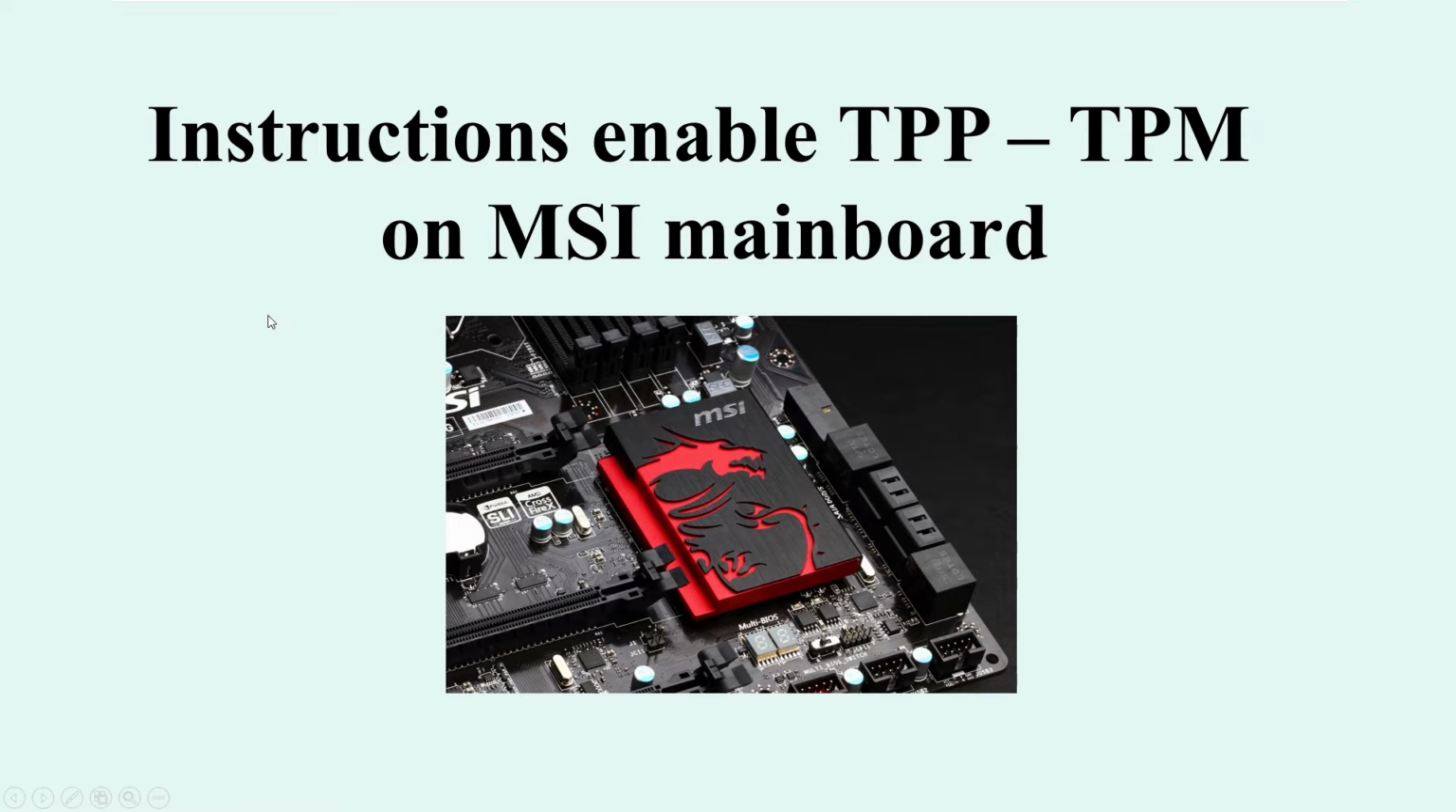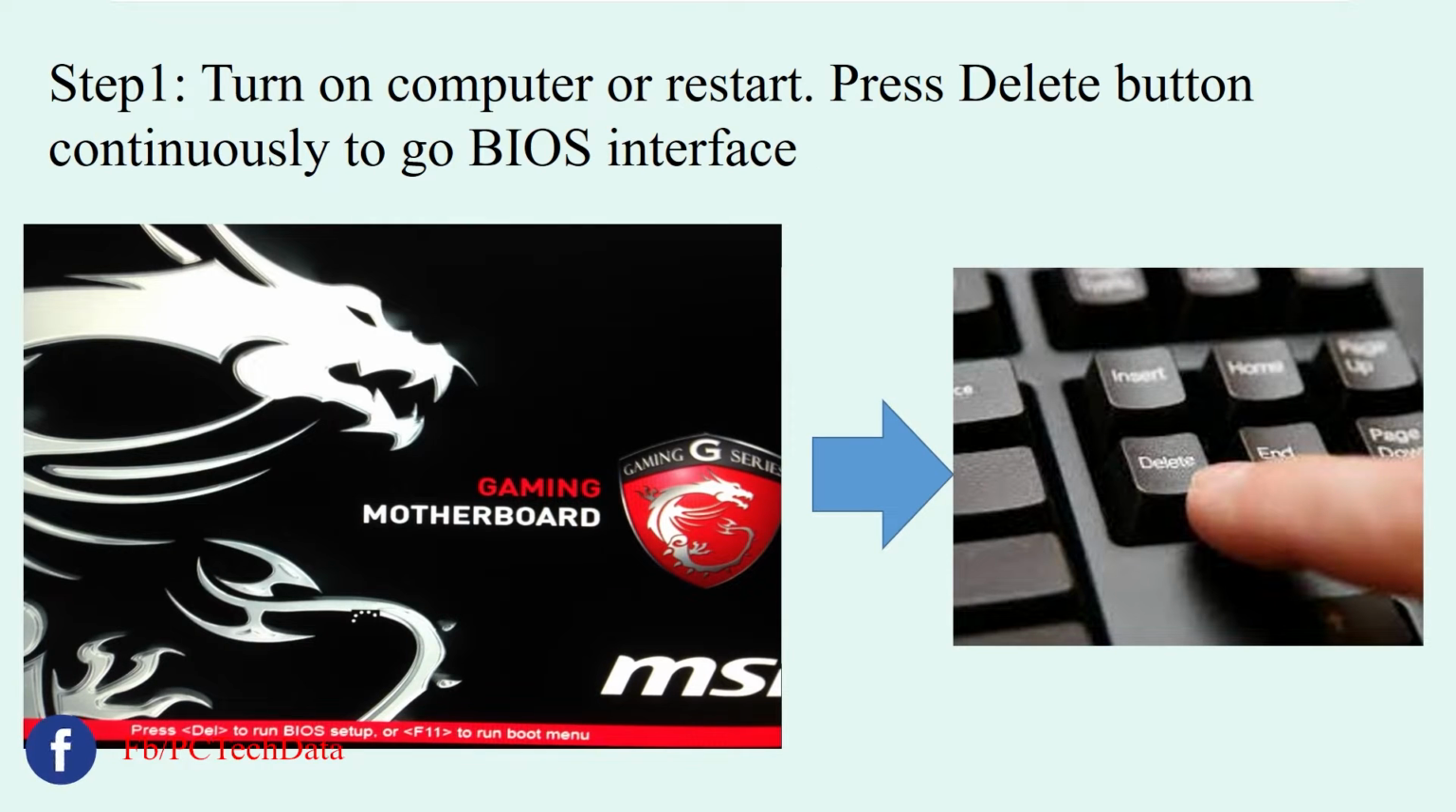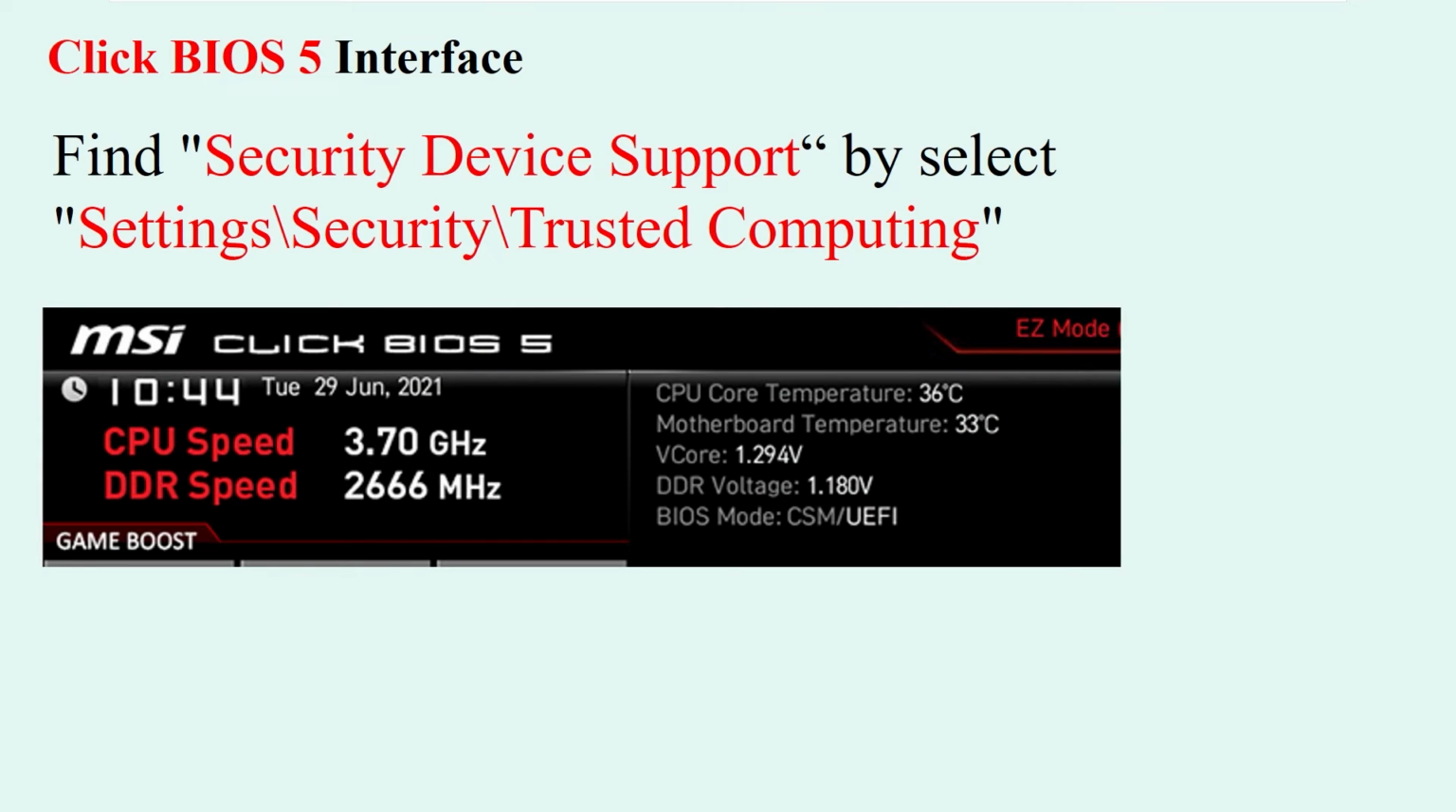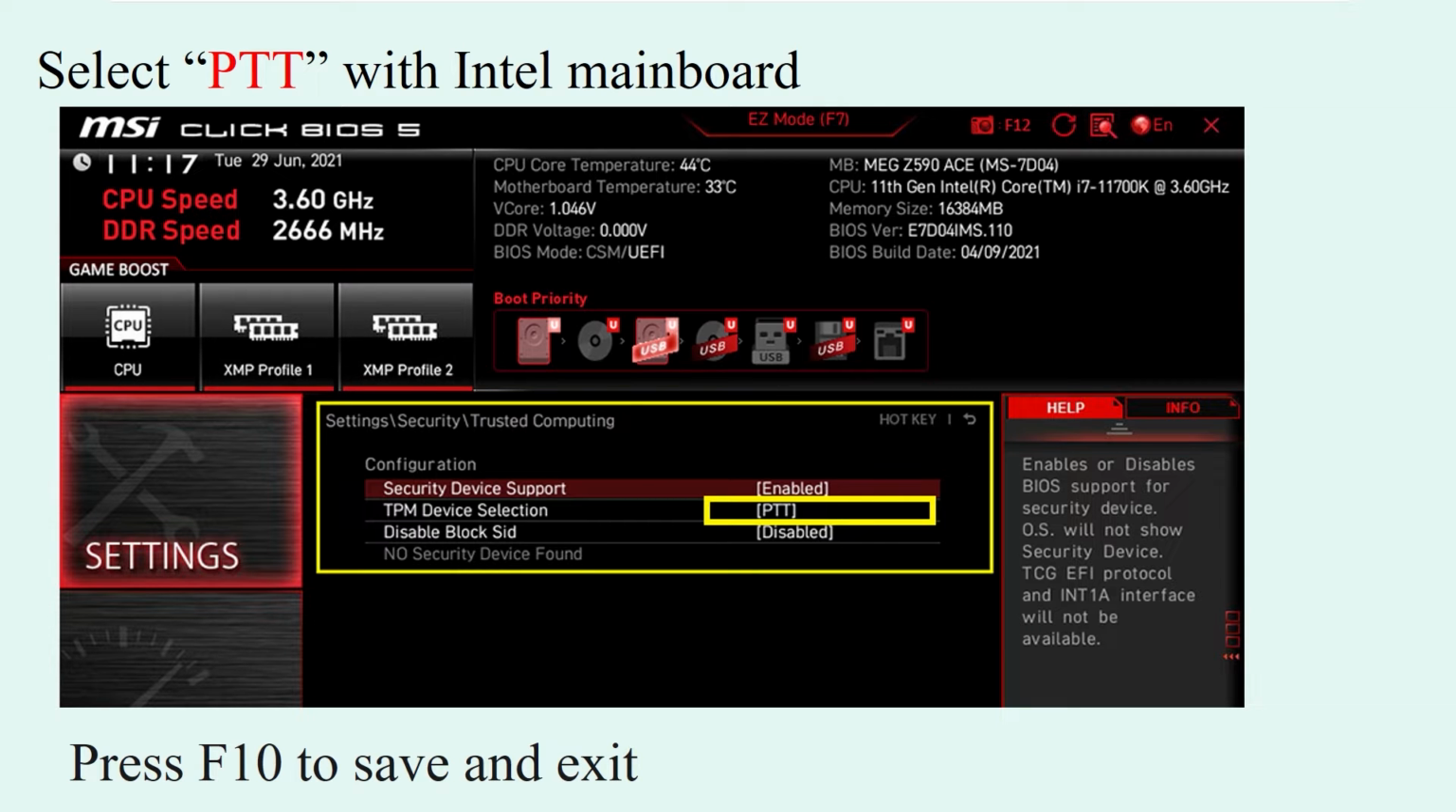This is the instruction to enable PTT/TPM on an MSI Mainboard. Step 1. You turn on the computer or restart. Press the delete button continuously to go to the BIOS interface. With the click BIOS interface, you find Security Device Support. By selecting Security, Trusted Computing, you select PTT with an Intel Mainboard like this. After that, you press F10 to save and exit.